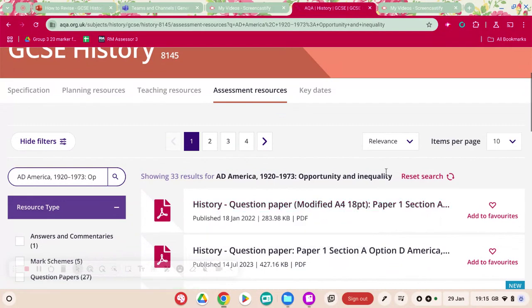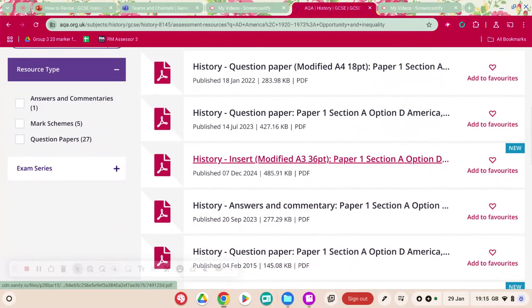A gentle reminder, please just make sure you are looking at the options that we have selected for you to study at County.